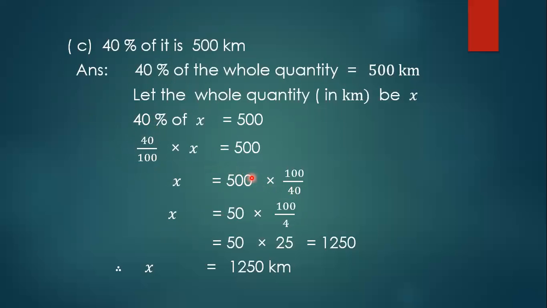Here again I am telling you, you don't have to follow the same cancellation method. You can do it by the prime factorization method or the direct cutting method, whichever is easier for you. I have taken the easiest method so that even the weak students can understand. So I cancelled the 0 of 500 and the 0 of 40. Then it will become 50 into 100 upon 4. Then I divided 100 by 4. 100 divided by 4 we will get 25. 50 into 25 is 1250. So x is equal to 1250 kilometer. In the last step you should write the unit also.